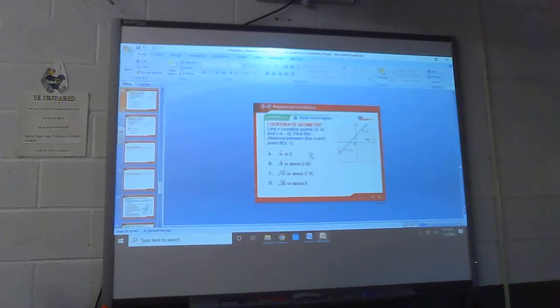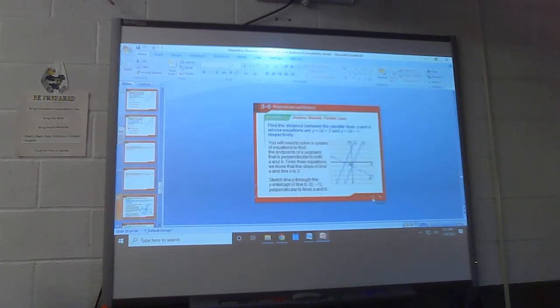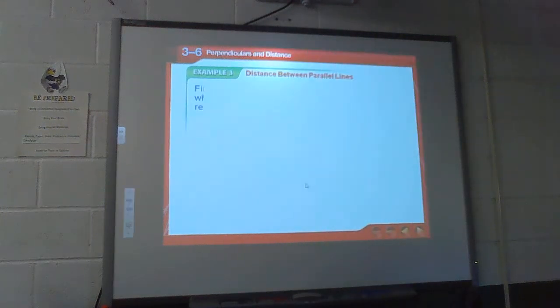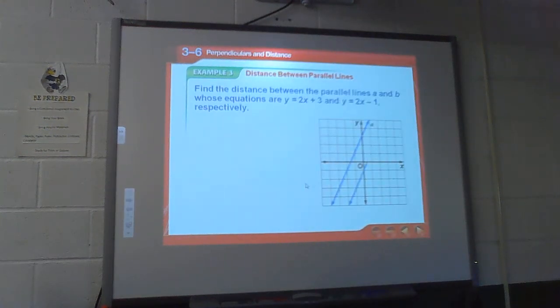Now, the last thing I want to show you is this. Here's the one that gets a little bit more complicated. So it says, find the distance between the parallel lines A and B whose equations are. Okay, so this is where we're trying to find the distance between those 2 points.